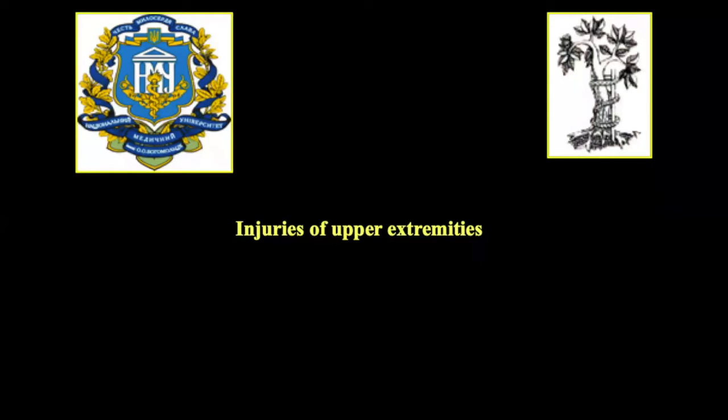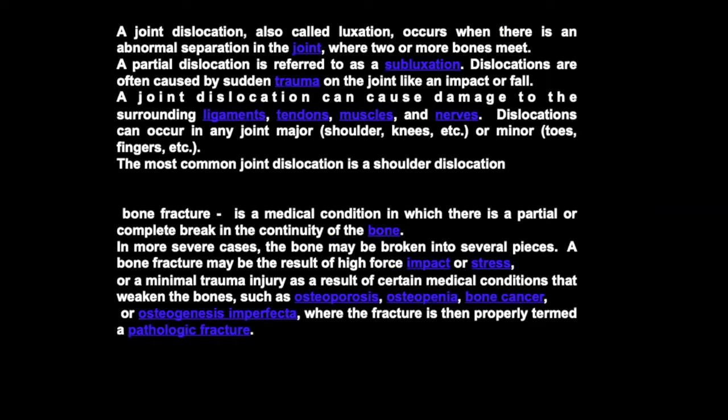Today we'll speak about injuries of upper extremities. And first of all, you must know the difference between dislocation or luxation and bone fracture. It's a big difference. Joint dislocation occurs when there is an abnormal separation in the joint where two or more bones meet, and a partial dislocation is a subluxation.